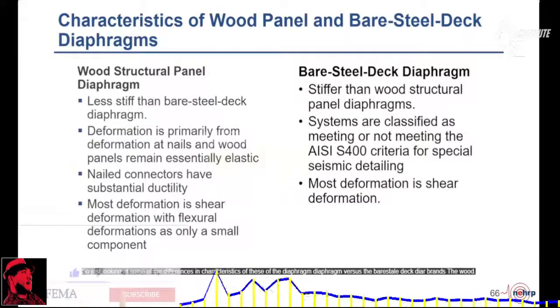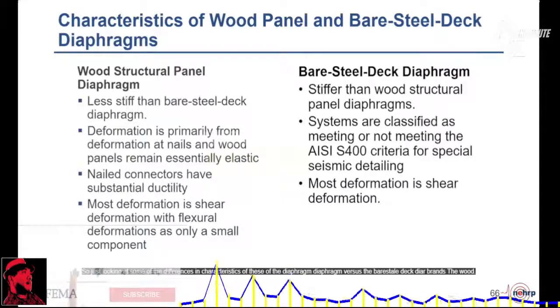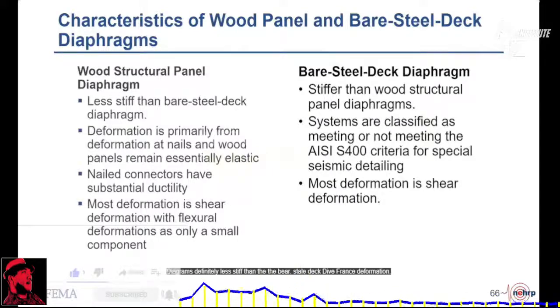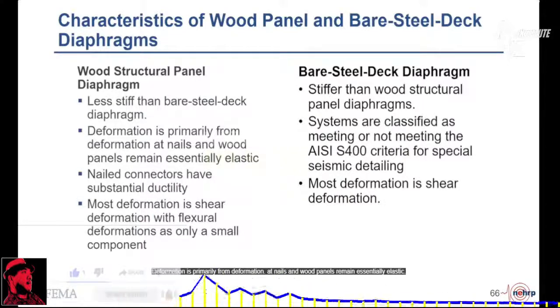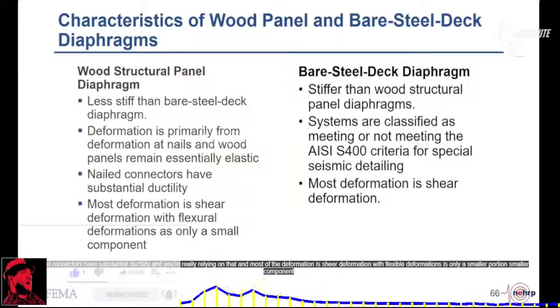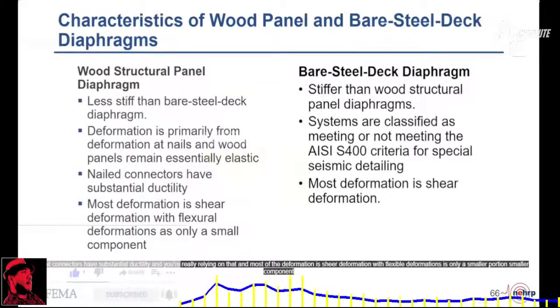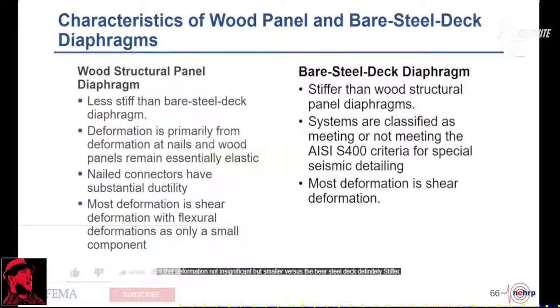So just looking at some of the differences and characteristics of the wood diaphragms versus the bare steel deck diaphragms. The wood diaphragms are definitely less stiff than the bare steel deck diaphragms. Deformation is primarily from deformation at nails, and wood panels remain essentially elastic. The nail connectors have substantial ductility, and you're really relying on that. Most of the deformation is shear deformation, with flexural deformation a smaller component. Not insignificant, but smaller.